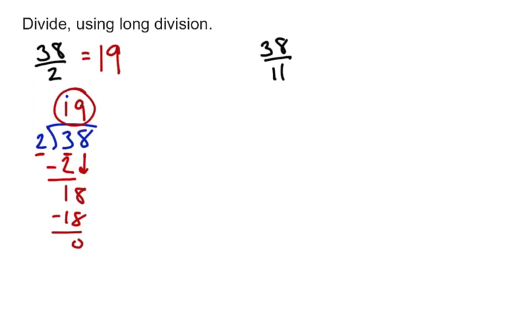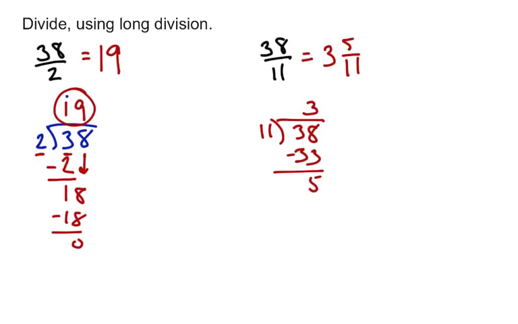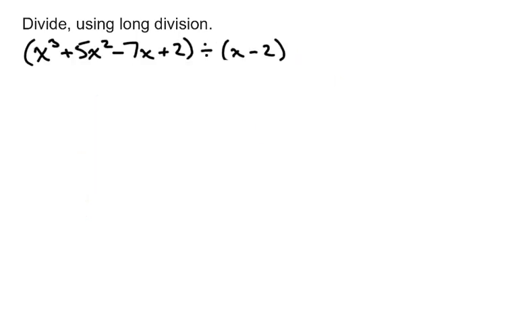So if we have 38 divided by 11, we're asking ourselves, how many times does 11 go into 38? Well, that'd be 3 times, and 3 times 11 is 33. So we subtract it and get 5. When we have that remainder, we could rewrite our answer as 3 with a remainder of 5, so that's 5/11ths left over. Now, how do we do it with polynomials?